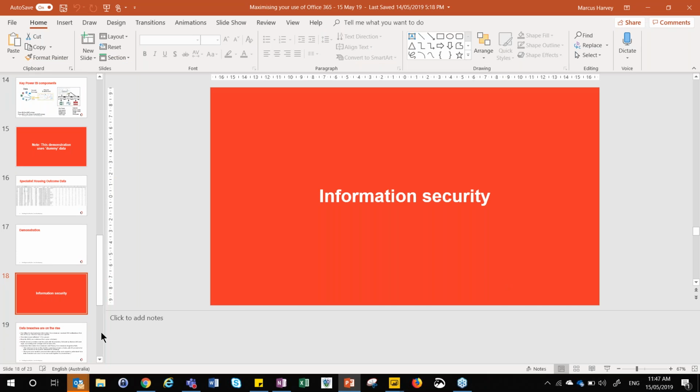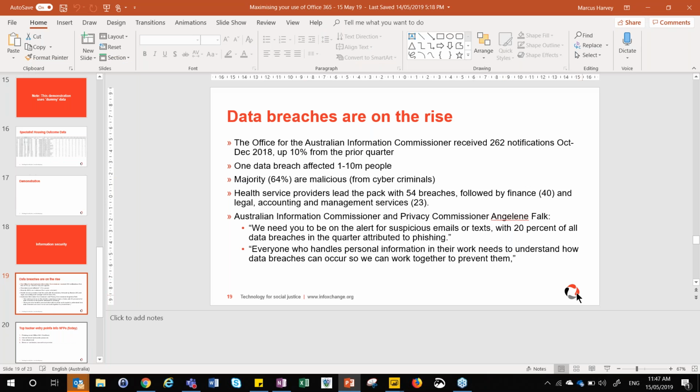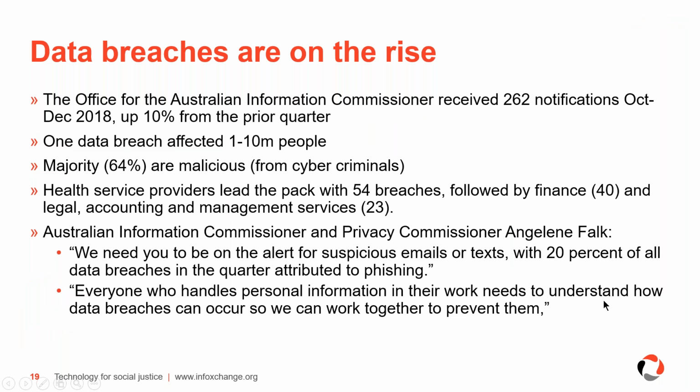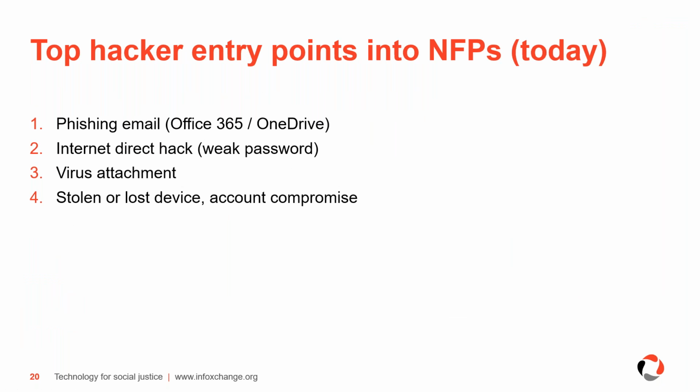I want to spend 3 minutes, which is not going to give it justice, but I do want to just mention it because one of the key things for us is data breaches are on the rise. And from our perspective, the number one entry point into a non-profit organisation today, and it's actually no different in the commercial sector, is phishing emails. 2 years ago, it was virus attachments, right? So the phishing emails are becoming a big problem for many organisations.